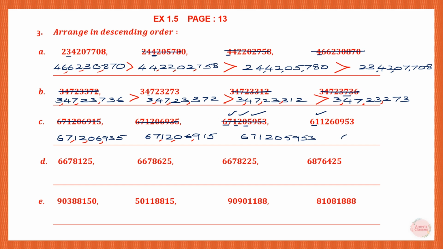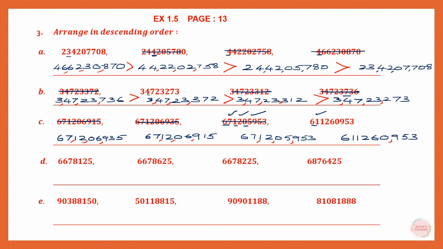Let's write the last one. 6, 1, 1, 2, 6, 0, 9, 5, 3. And now let's put the commas in the right places and read the number. This will be 67 crore, 12 lakh, 5,953. Let's put the commas here again.